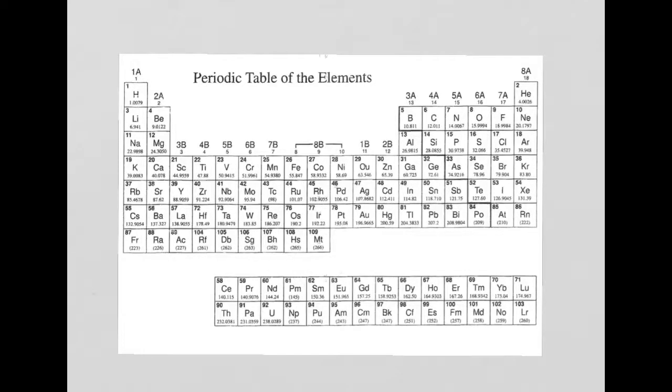Alright class, so last time we started talking about compounds and naming, and we started talking about ionic compounds and how to name them and how to write them. And I want you to remember the basics, right? How do you know if you have an ionic compound? You know you have an ionic compound when you have a metal and a non-metal.